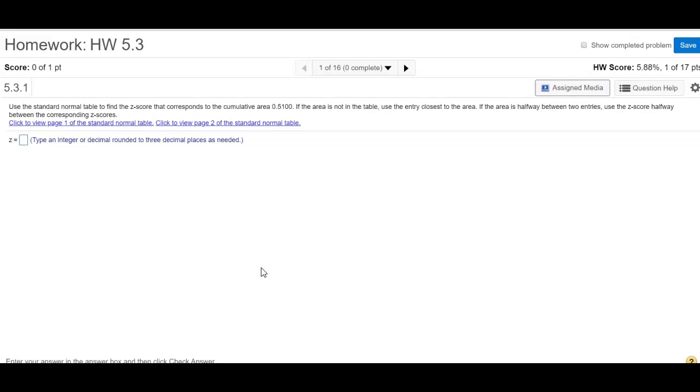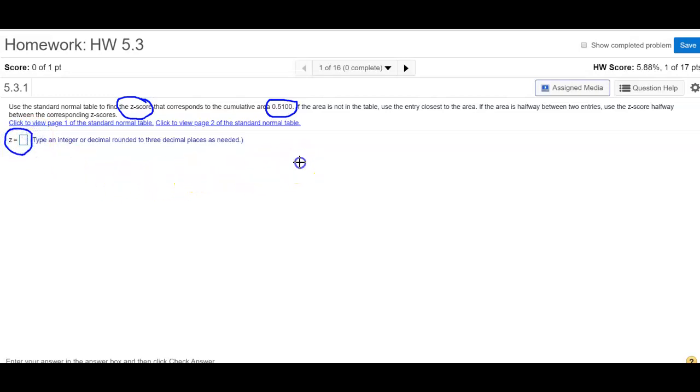So let's go ahead and read what they're asking us first. They said use the standard normal table. We will not be using the table, we will be using the calculator to find the corresponding cumulative area for 0.5100. So here they have given us the cumulative area and they want us to find the respective z-score. So they also ask you for the z-score here.